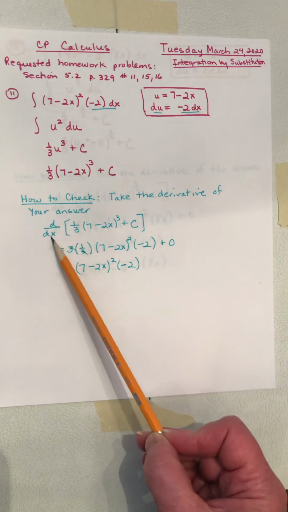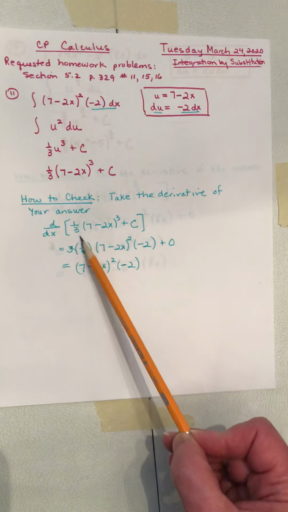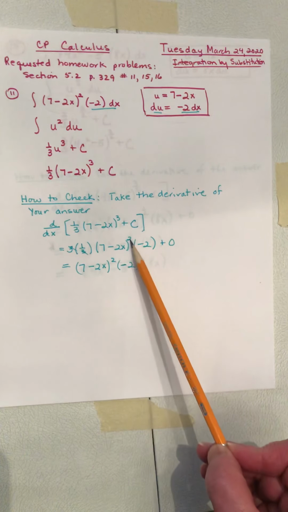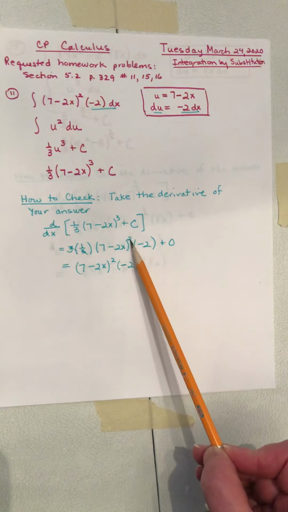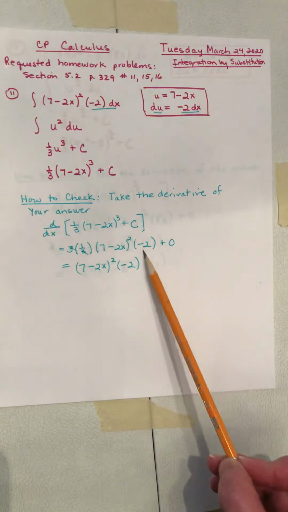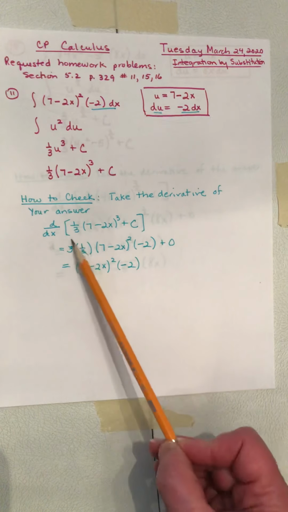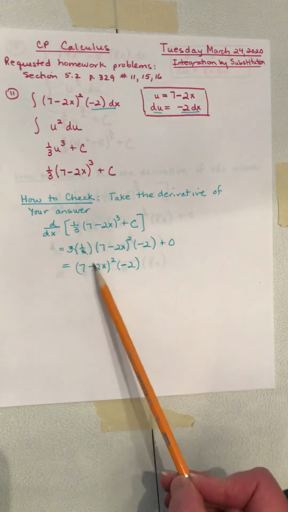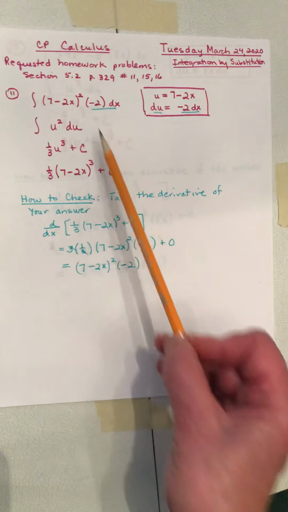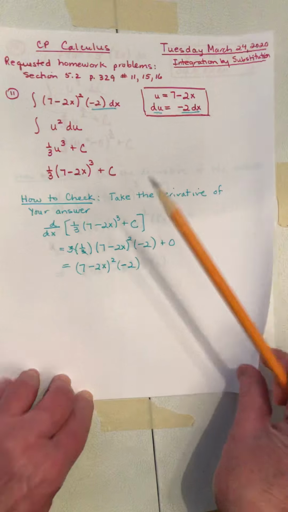and take the derivative of it with respect to x, I'm going to use the chain rule, which is 3 times 1/3. Keep the base the same. Drop the exponent by 1, so the exponent becomes 2, and take the derivative of the inside function, which, the derivative of 7 minus 2x, is negative 2. And then plus the derivative of the constant, which will be 0. The 3 and the 1/3 cancel out. We're left with 7 minus 2x quantity squared times negative 2, which is our original integrand. So that checks that our answer here was correct. That's number 11. Okay, on to number 15.